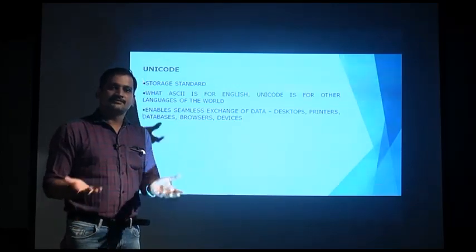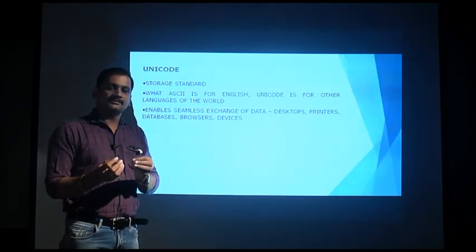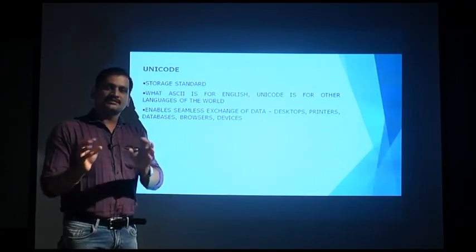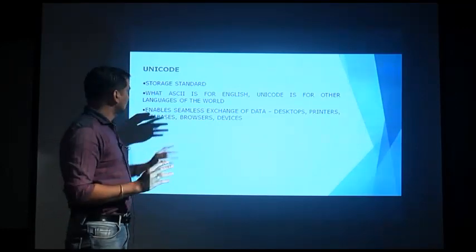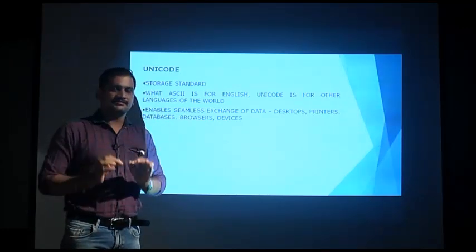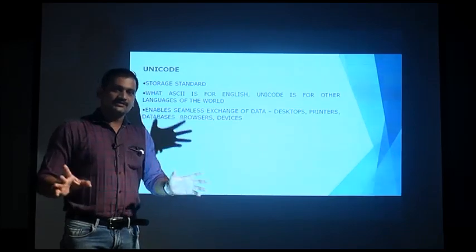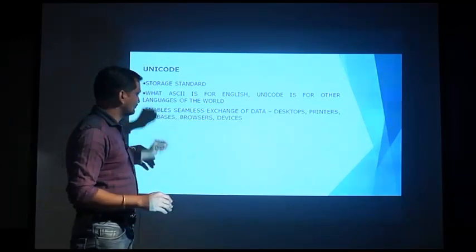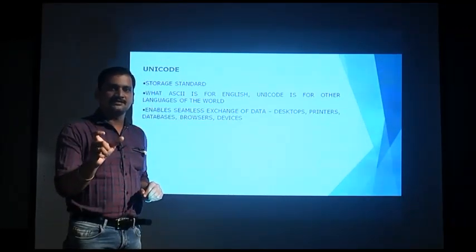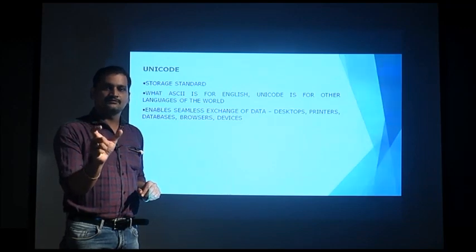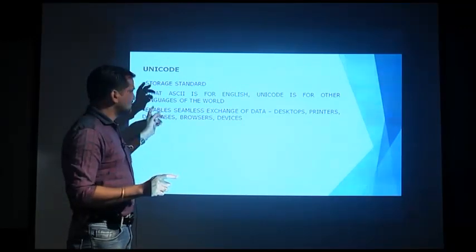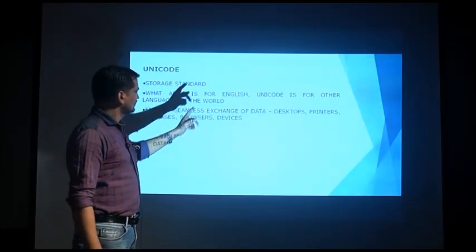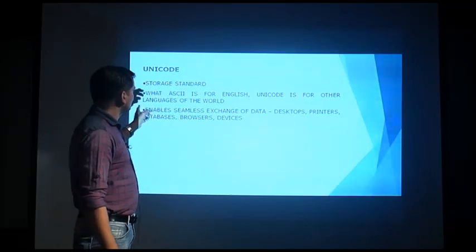When nobody had thought about language computing, computers were used only in English. In that time, ASCII was the character code that was initially used, and nowadays ASCII and EBCDIC may still be used. ASCII uses 7 bits to store the character value, and EBCDIC is another code that uses 8 bits to store the character value. So, like ASCII for English, Unicode is for other languages.